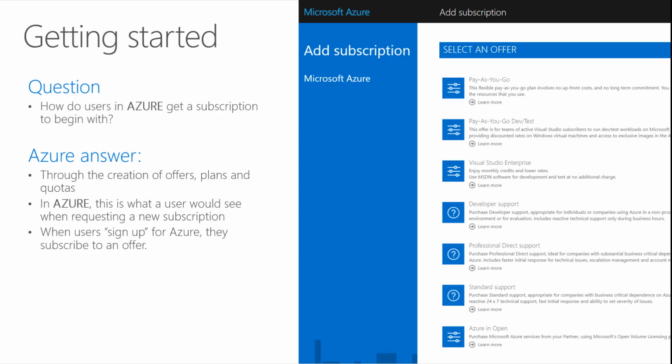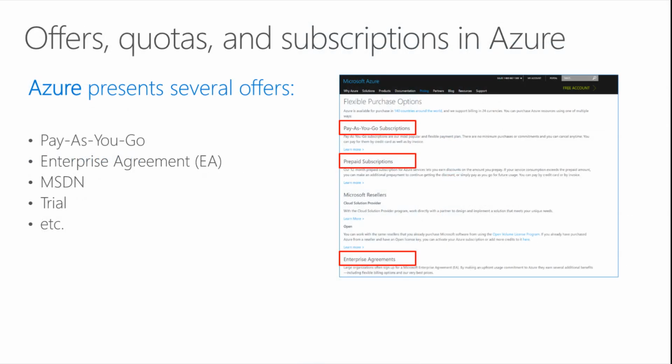In Azure, this is what a user would see on the right-hand side when requesting a new subscription. There would be multiple offers, such as pay-as-you-go, developer support, standard support, Visual Studio Enterprise. When users sign up for Azure, they subscribe to an offer. So that's really what a subscription is. It's the net result of subscribing to an offer. Azure presents several other offers too, from enterprise agreements to pay-as-you-go, MSDN, trial, etc. There are lots of different flavors.